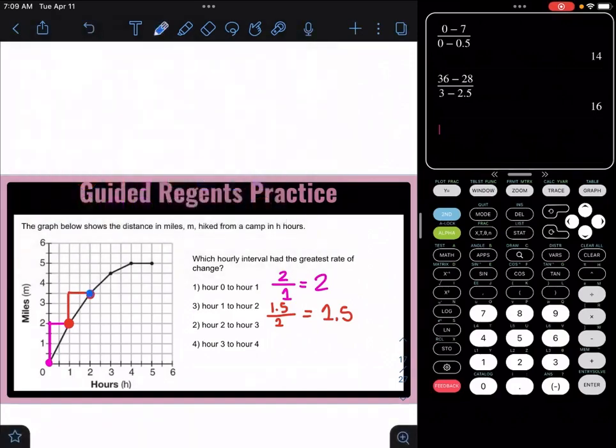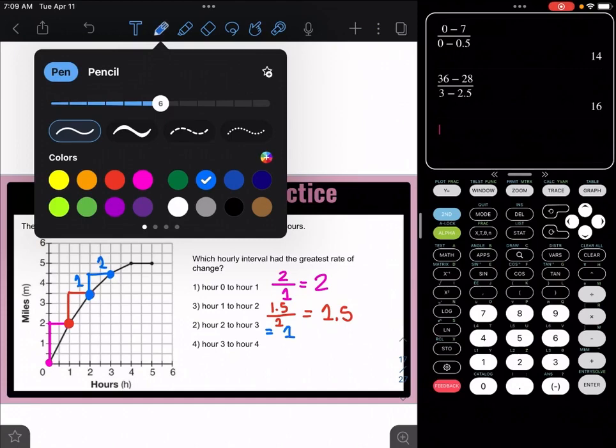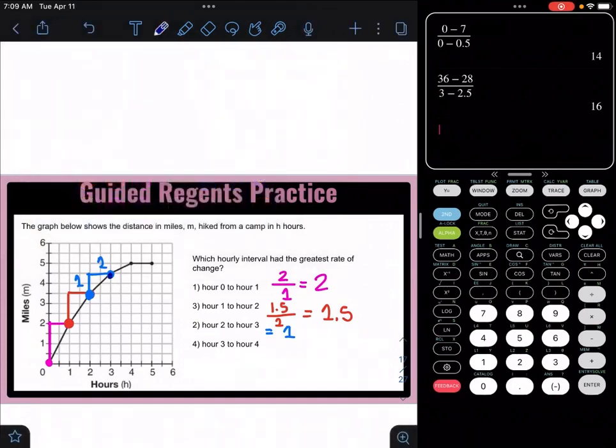From hour 2 to hour 3. All right, she went from 3.5 to 4.5, which means she went up 1, and then she went over 1 hour. So that would be just 1 over 1. And this last one, from hour 3 to hour 4. She only went up 0.5, and then she went over the hour. So it would be 0.5 over 1, which is just 0.5. So our answer would be choice 1. That is our greatest rate of change.